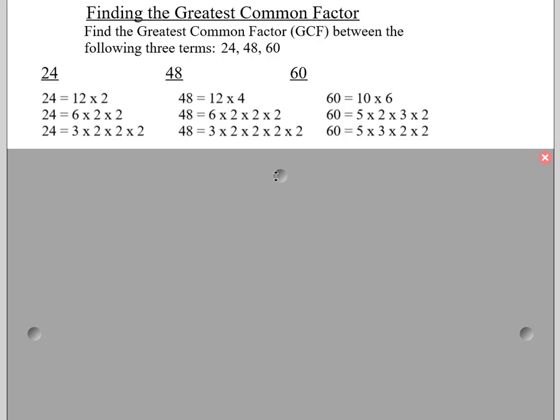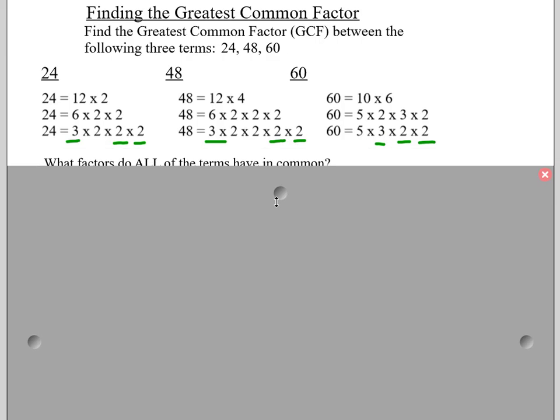And once I get it all the way down to their prime factors, what I want to do is just highlight what is shared. What do they all have in common? So do they all have a 2? So you underline it and you say, yes, they all have a 2. Do they all have another 2? And they do. Do they all have a third 2? Well, 24 does, 48 does, but 60 doesn't. So there's no third 2 that they share. Do they all have a 3? And they all have a 3. And there's nothing else in common. 24 and 48 don't have a 5.